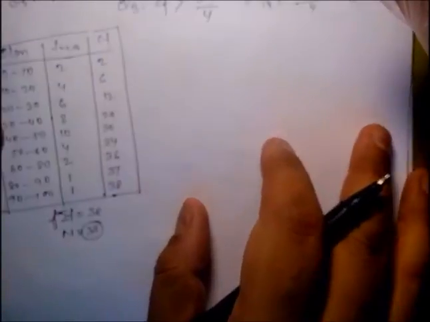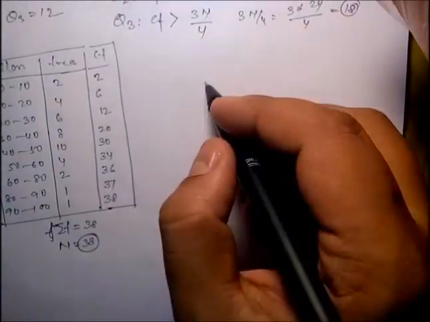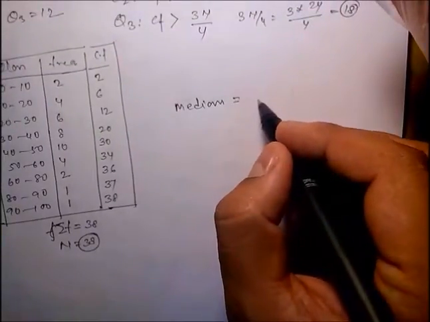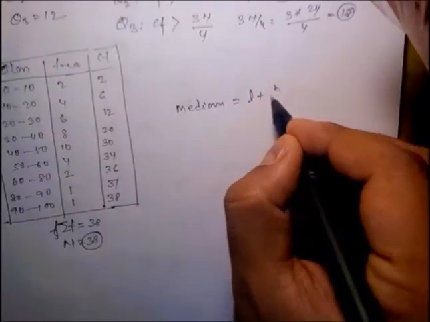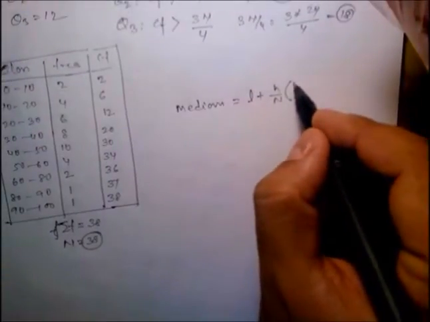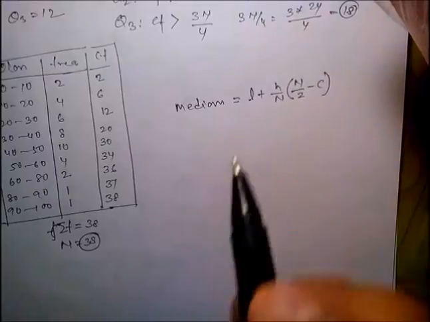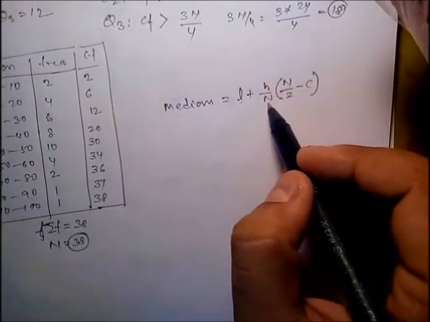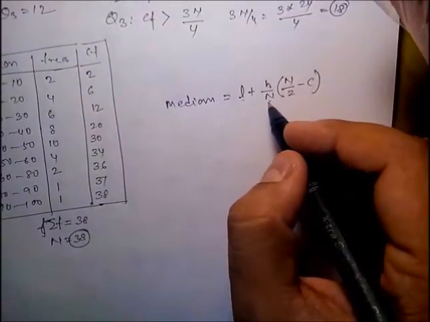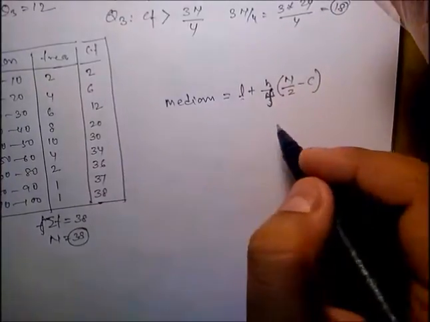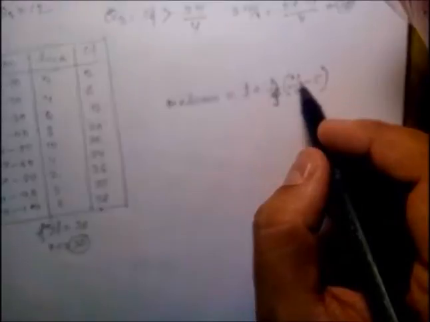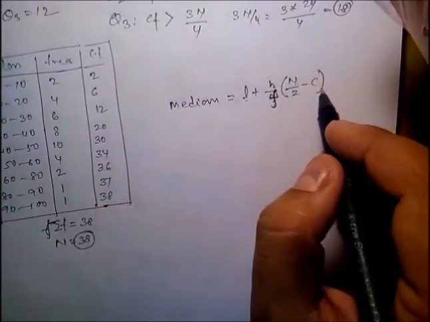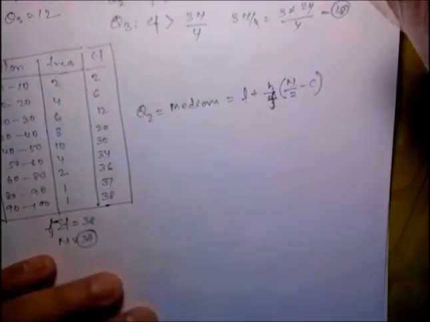Now, how to calculate Q1, Q2, Q3 for grouped data? You already know the median formula: L plus h by f into (n by 2 minus c). Here L is the lower limit of the median class, h is the class interval, f is the frequency of the median class, n is the total number of frequencies, and c is the cumulative frequency of the class before the median class. Q2 is nothing but our median.